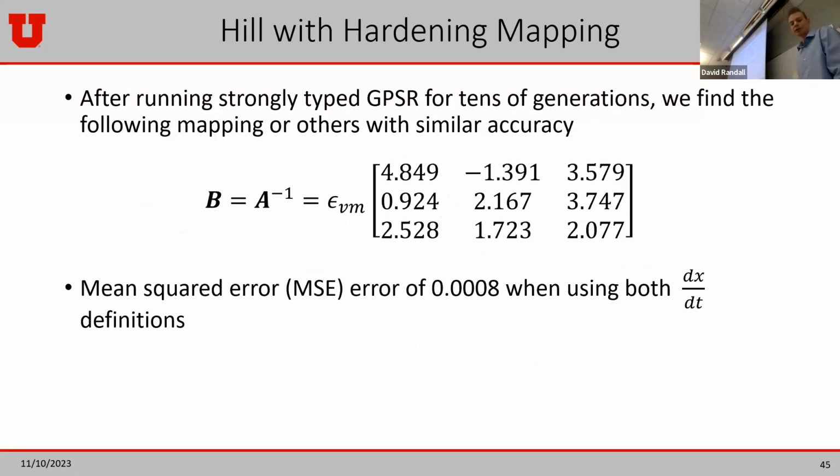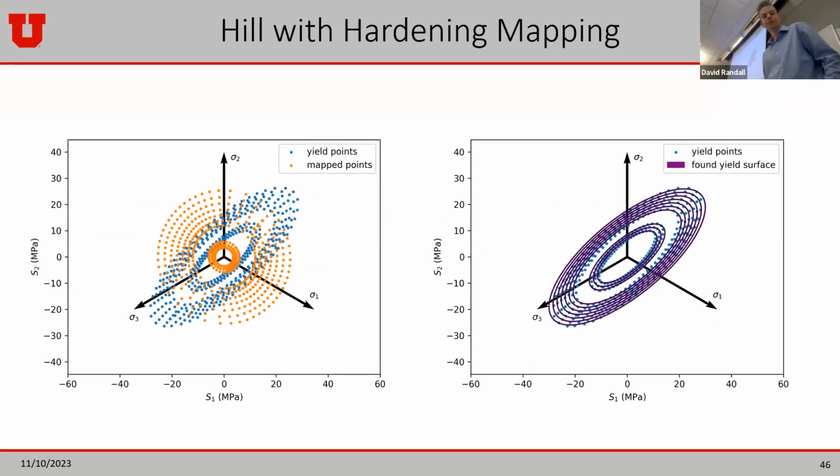So we recover this mapping within tens of generations or one with similar accuracy. This particular model has a mean squared error of 0.0008, according to our previous definition. And the results of that are shown here. So we see that the data in the real space in blue is mapped to the von Mises cylinders in orange. And then if we go back from the von Mises up to the real space, that's shown on the right, then the mapped yield surface fits the data relatively well, as quantified by the error in the previous slide.